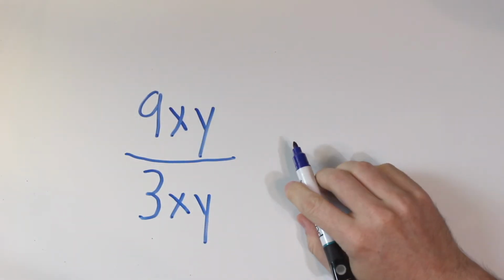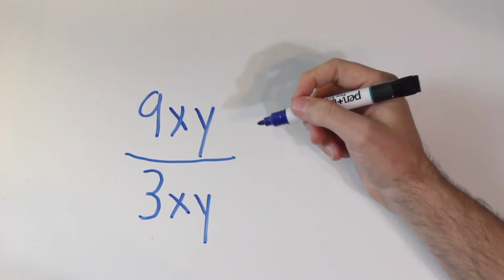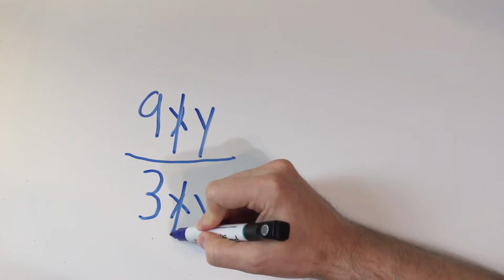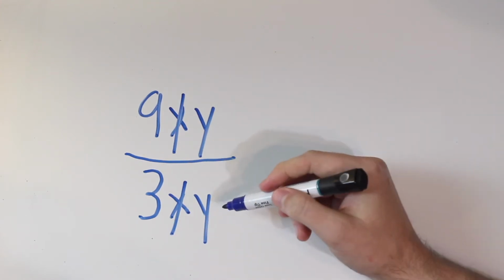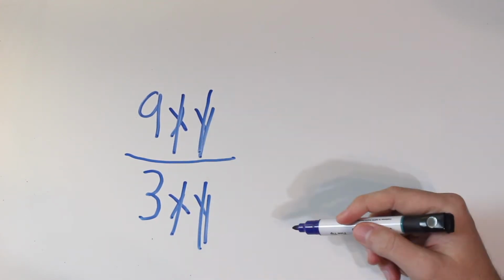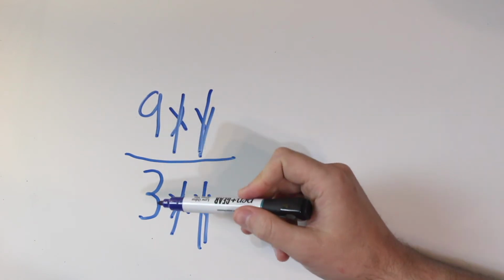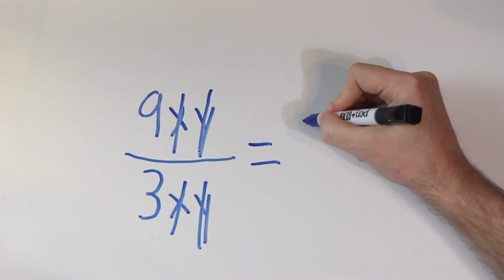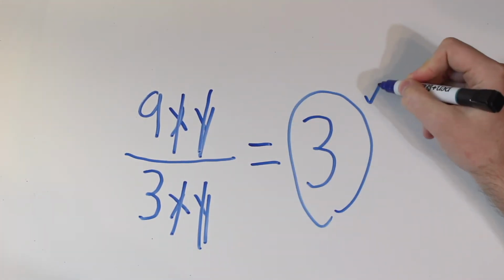Just like our last division problem, let's cancel. X on top cancels with x on bottom. Y on top cancels with y on bottom. That leaves us with 9 over 3. 9 divided by 3 is 3. That's our answer.